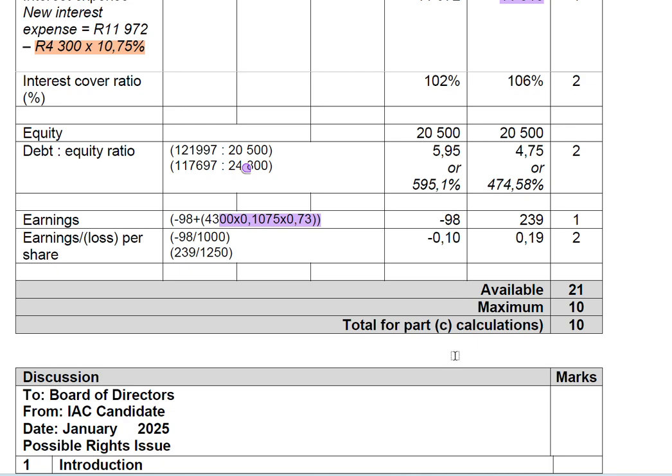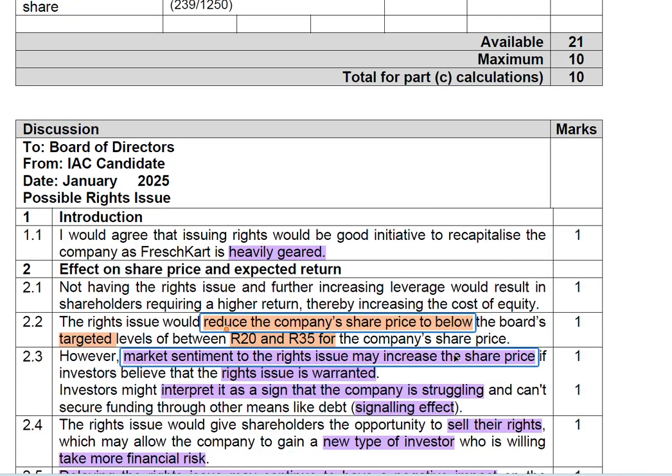Now let us go and review or evaluate using the memorandum. So evaluating the decision of the directors to not go ahead, or to not suggest that the rights issue is performed. So what is going to happen? You're going to have to write a memorandum. This is the memorandum structure. So you say where it's going to, where it's coming from, you state the date, and then the subject.